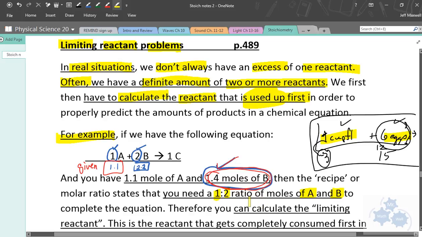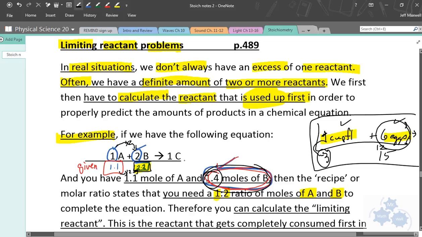So here we need to find out which one is going to run out first, or which one is going to be the limiting reactant. Now, I've kind of given away a little bit of the answer here, from the previous lesson. If I have 1.1 moles of A, how many moles of B will I need to react with that? The answer is 2 times, so 2.2. Do you see how this is a 1? I need times 2 to get the number of moles there. So this is the minimum amount of B that I need to react fully with A. And the question you're going to ask yourself is, how much B am I given? I'm given 1.4 moles. Is that more than 2.2 or less than 2.2?